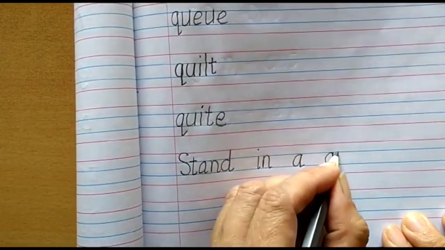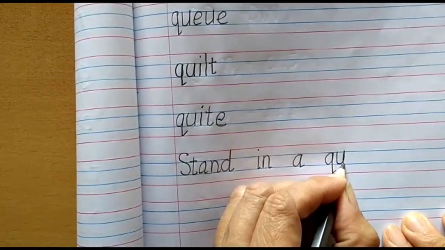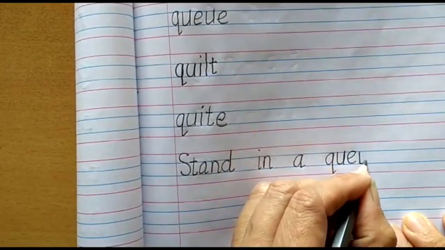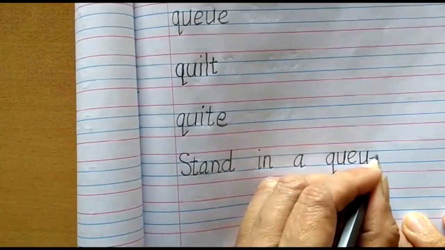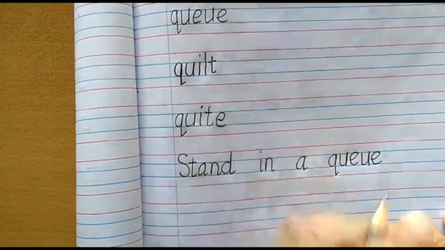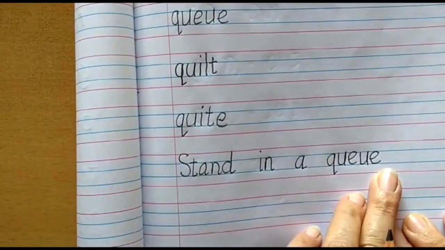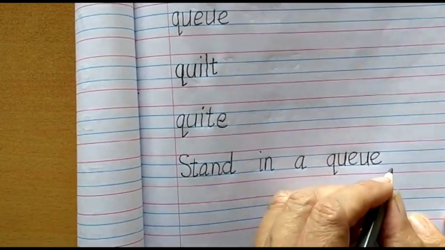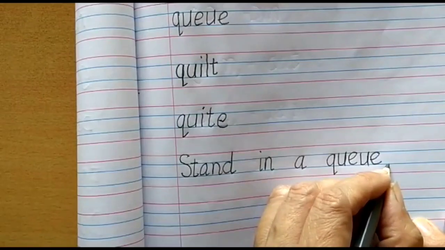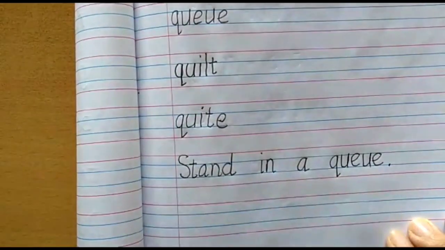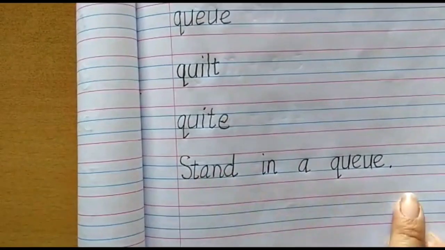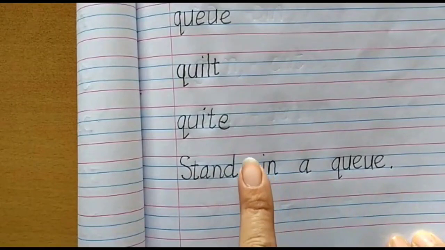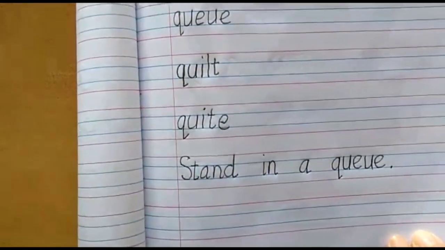Q U E U E. And with what do we end a sentence? I hope you all remember. We end a sentence with a full stop, which comes as a dot on the second blue line. And whenever, remember, we are writing a sentence, we need to space out each and every word. And for that, we need to place pointer finger between two words.